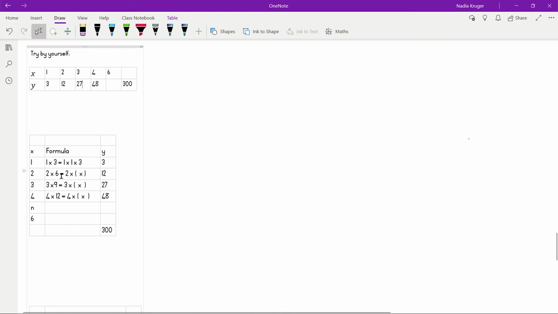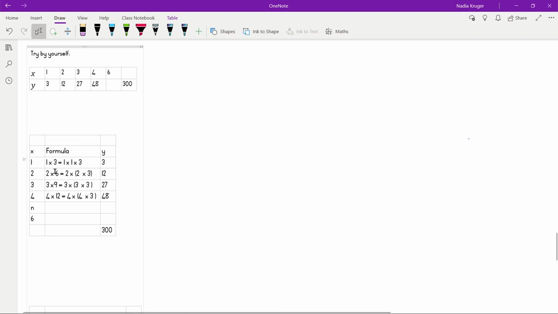So if we take the 3, we can say 3 is equal to 1 times 3. So this is where we write it as the product of its prime numbers. It doesn't necessarily have to be prime numbers. Let's just see what happens. Okay, so 12 would be equal to 2 times 6. And the next one is 27, and we can say that is 3 times 9. By just looking at these first three terms, we can see that every time we multiply it by 3. So when we do 48, we can say 4 times 12 is 48.